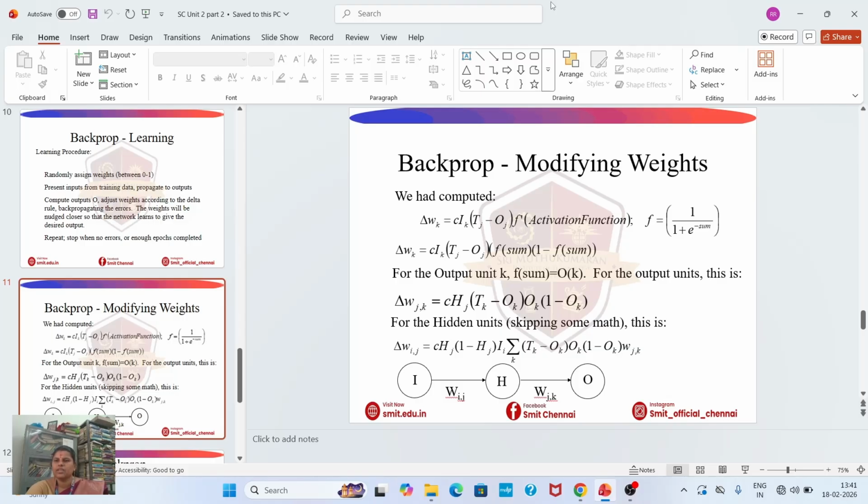Finally, in back propagation, the output layer weights are updated using the direct error term T minus O. Hidden layer weights are updated using the error propagated backward from the output layer. The sigmoid derivative is used in both cases. This allows the network to minimize error using the gradient.